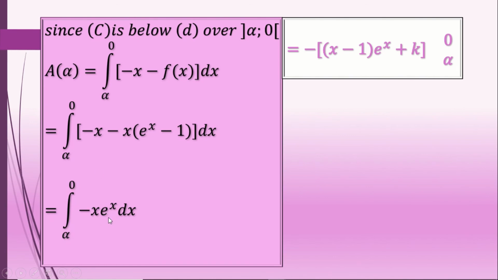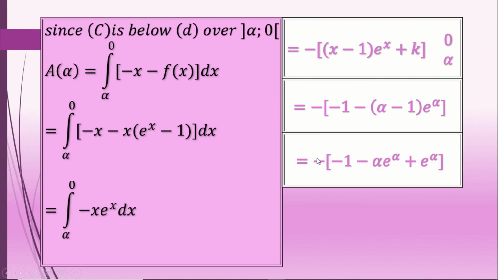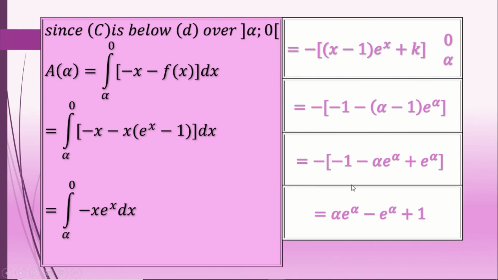We have just calculated that the integral of x e^x is (x minus 1) e^x plus k. Since we have a minus here, we copy it. Sure, we put the range from alpha towards 0. Now we can solve it. So it's minus [(0 minus 1) minus (alpha minus 1) e^alpha]. Now how to solve it? Here we can expand them. Now we should calculate it. We have A of alpha in this case equal to alpha e^alpha minus e^alpha plus 1. We have multiplied all by minus.